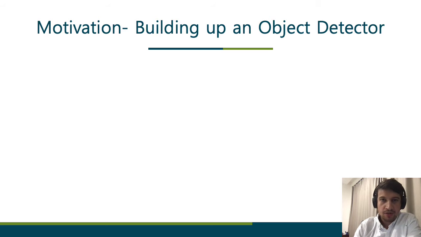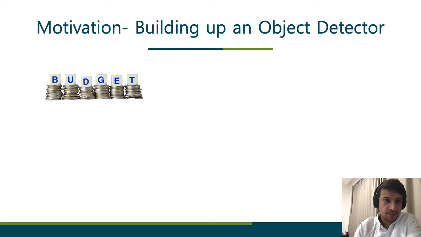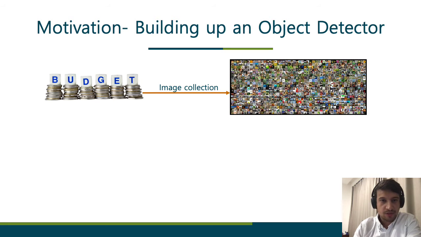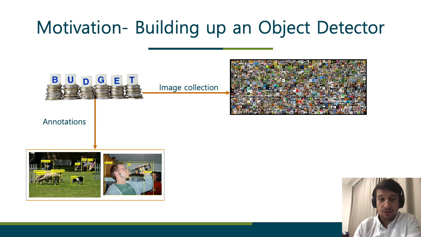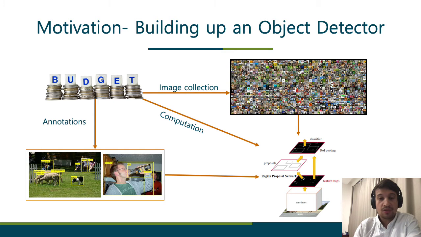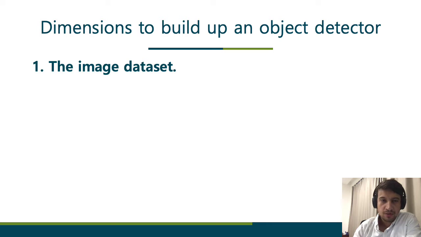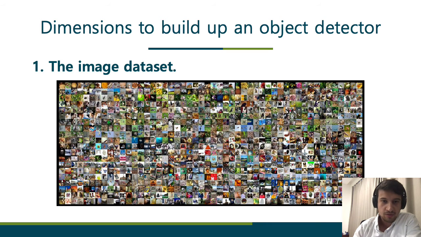To build an object detector, we assume that we have a budget. This budget has to be split between the next things. First, the image collection, then the annotations for these images, and of course the computation cost to train models on this data. So the first dimension is the image dataset, in which we're going to scrape the web or get the images from somewhere to collect a large amount of data.